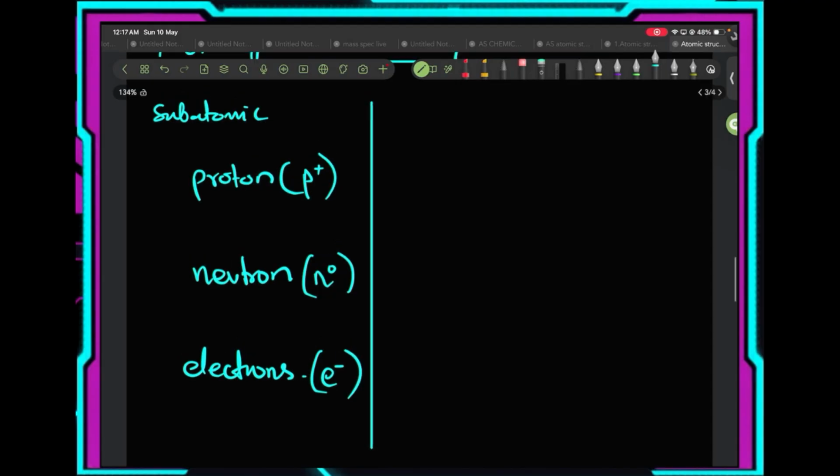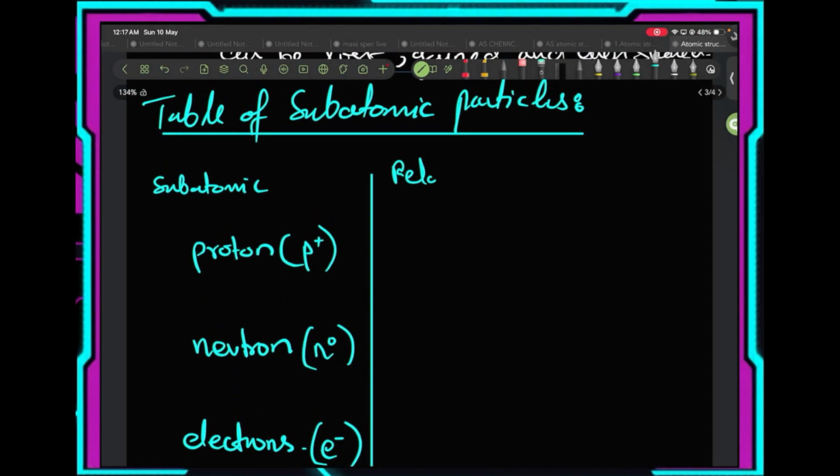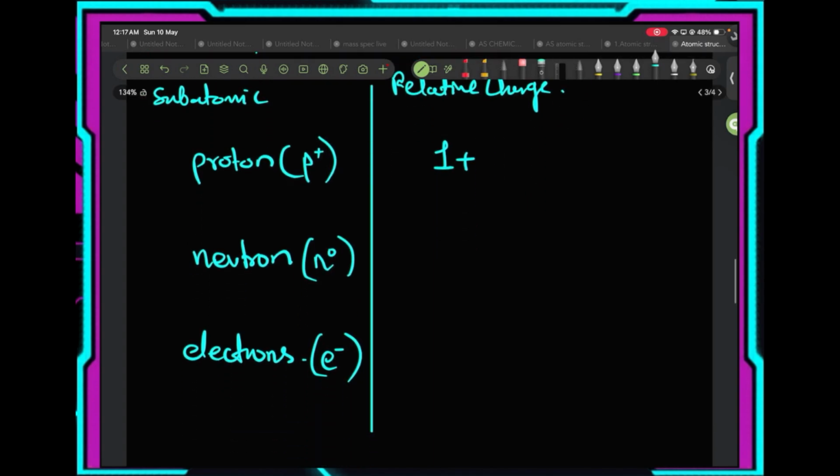Now let's talk about the charges first. Relative charge. What is the charge of a proton? Every single proton has the charge of 1 plus, right? 1 positive charge. The same way, every electron carries a charge of 1 negative, right? And what about neutrons? Zero. They're not charged, so they're neutral, so zero charge, right?